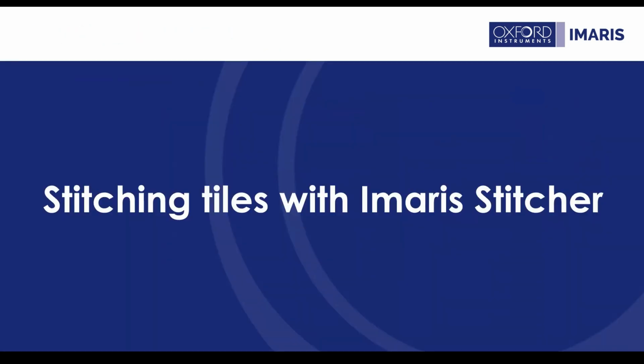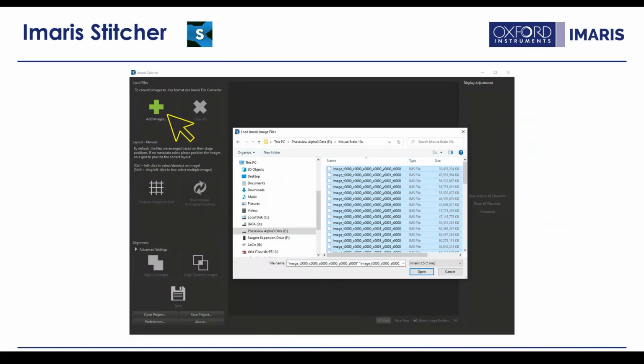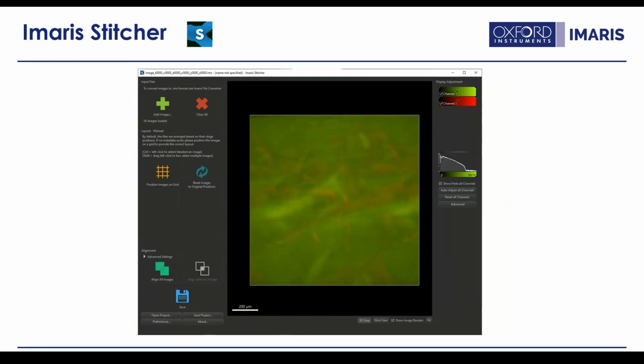So the next step would be stitching these tiles within Imaris Stitcher. In Imaris Stitcher, you click on Add Files and select all these 56 files. They will be stacked one on each other. And first you would change the channel color. I put already the first color in green. Then you might reset the auto adjustment.